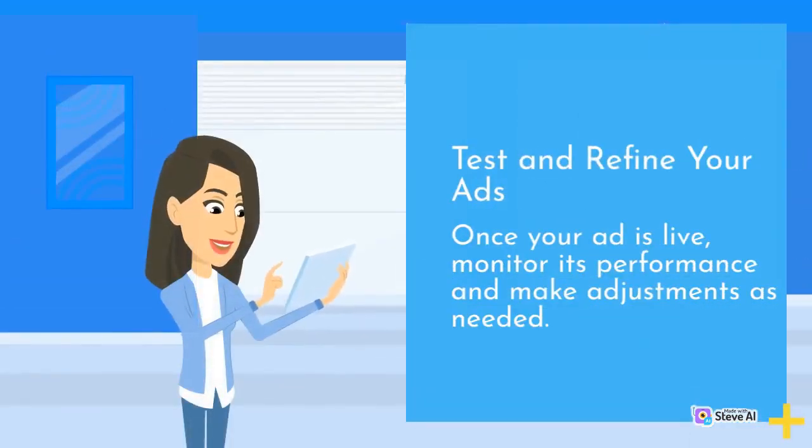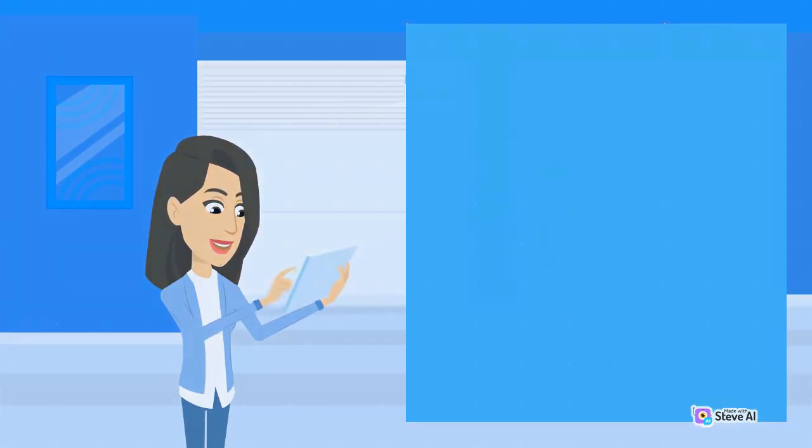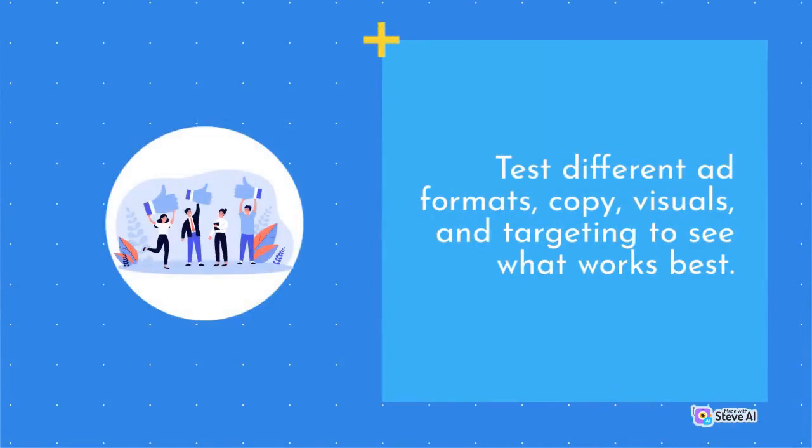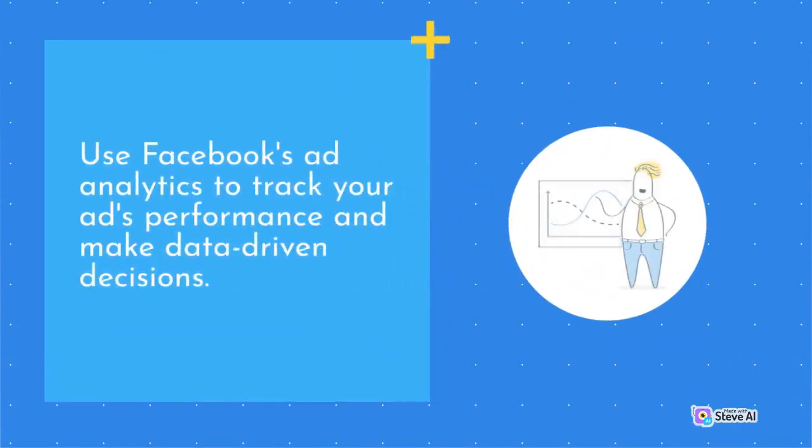Test and refine your ads. Once your ad is live, monitor its performance and make adjustments as needed. Test different ad formats, copy, visuals, and targeting to see what works best. Use Facebook's ad analytics to track your ad's performance and make data-driven decisions.